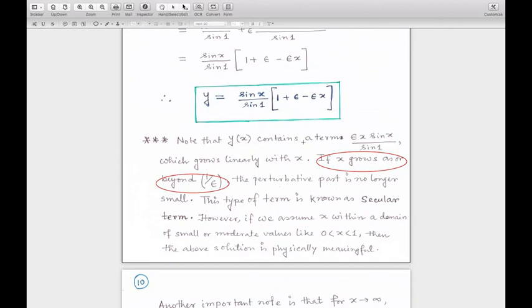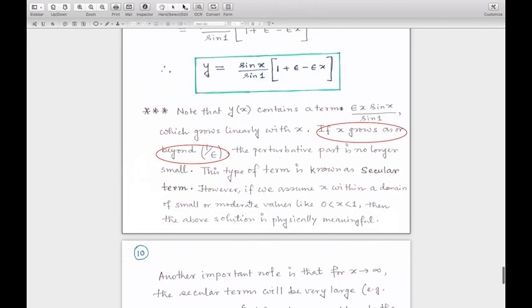Now, as I said, if we define our x variable to be varying between 0 and 1, then the maximum value of epsilon can be very close to 1. So the maximum value of epsilon times x will be very close to epsilon, not 1, sorry, epsilon, which is of the same order of epsilon. So this will still be a valid perturbative term. The smallness of epsilon will be retained in the term epsilon times x.